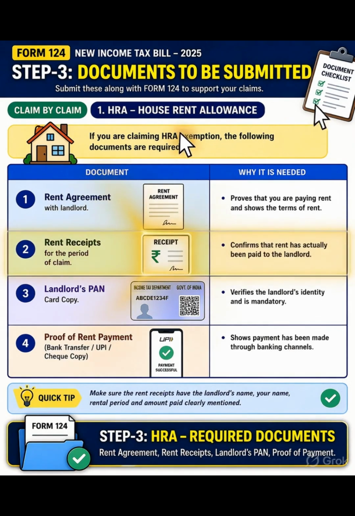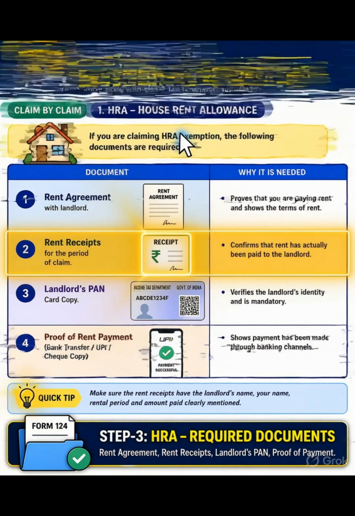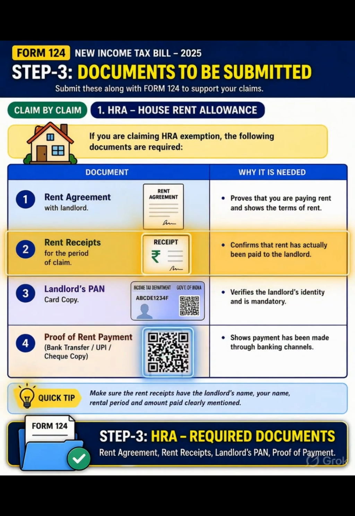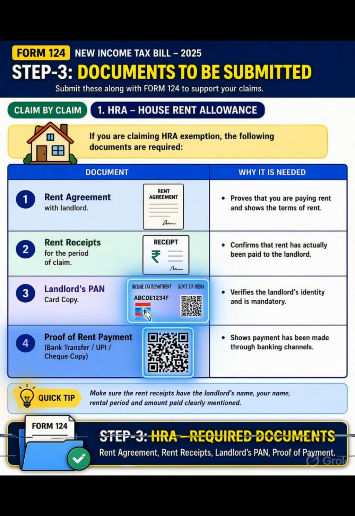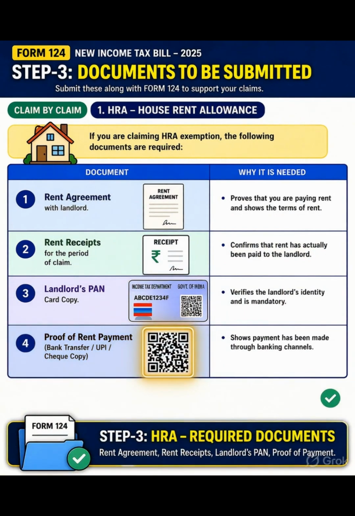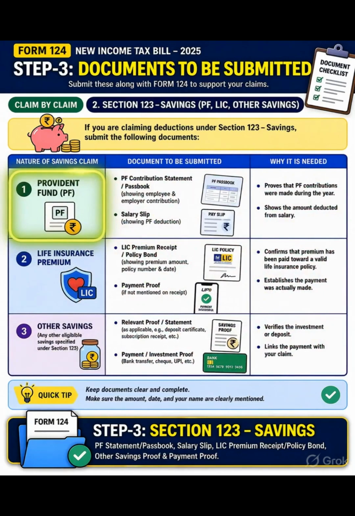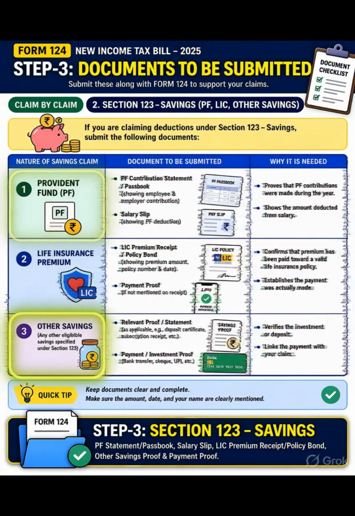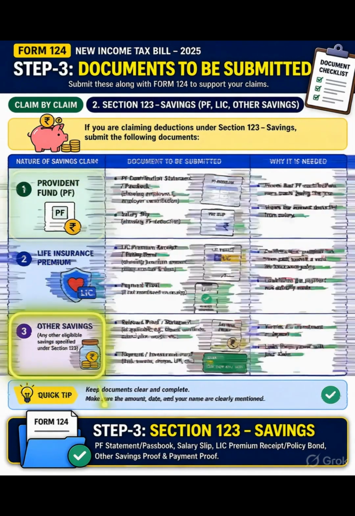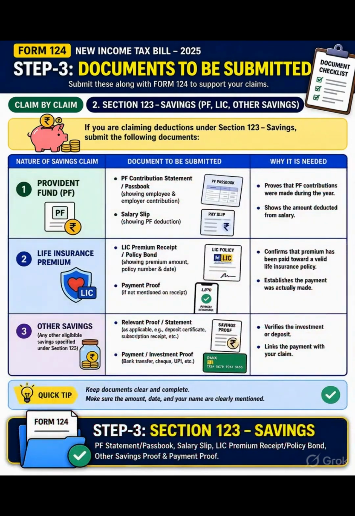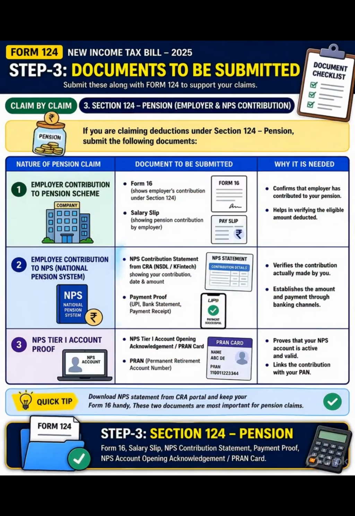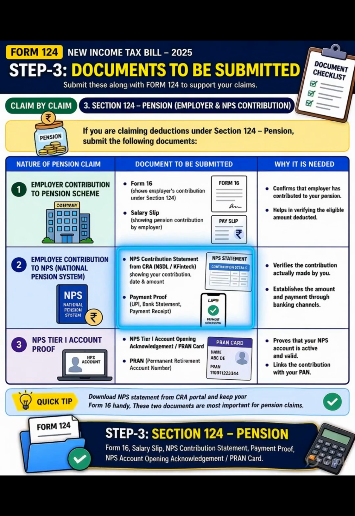Did you fill the HRA portion? For HRA, submit rent agreement, rent payment receipts, landlord PAN and payment proof. Claimed all the deductions under 123? Then keep this ready with you: PF statement, LIC receipts, and investment proofs. For pension claims, keep salary slips and NPS statement with you.